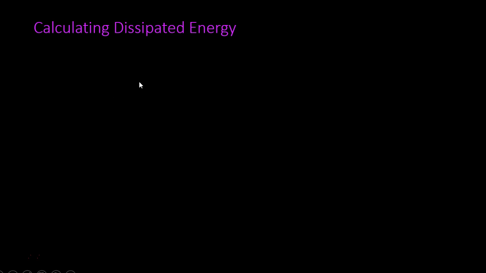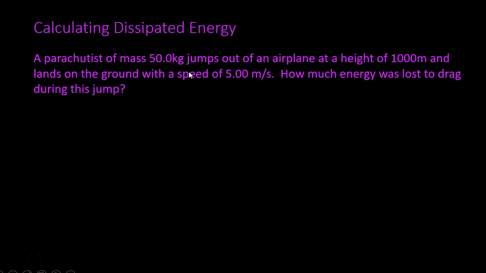Let's take a look at calculating dissipated energy. A parachutist of mass 50 kilograms jumps out of an airplane at a height of 1,000 meters and lands on the ground with a speed of 5 meters per second. How much energy was lost to drag during this jump?